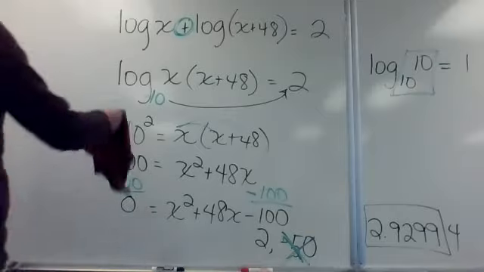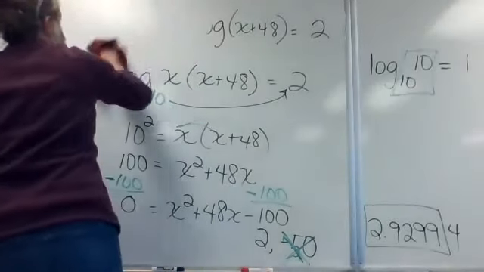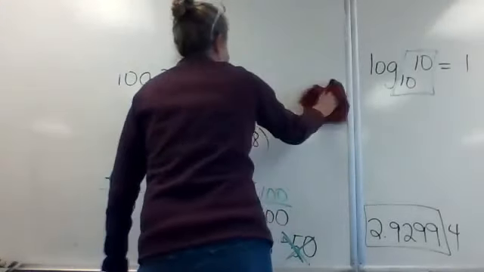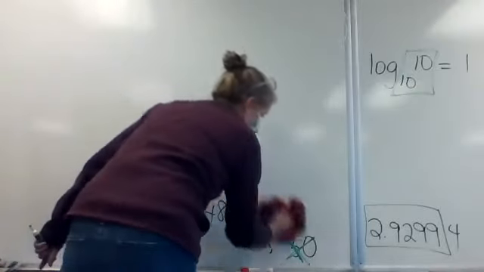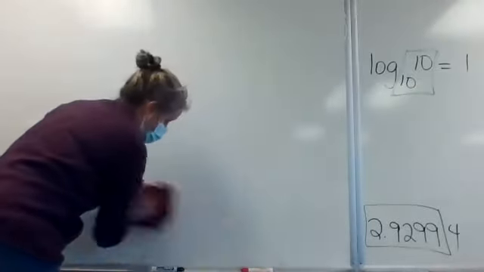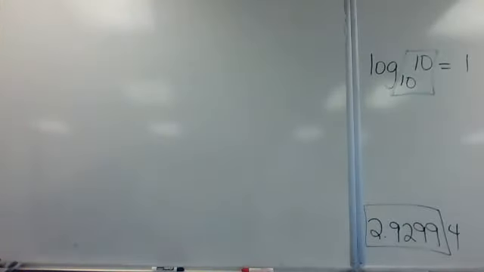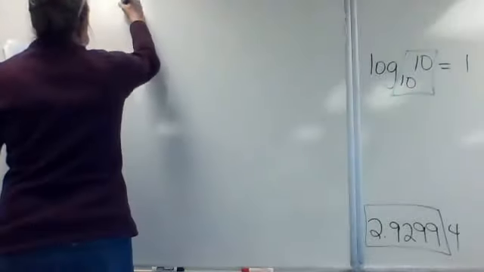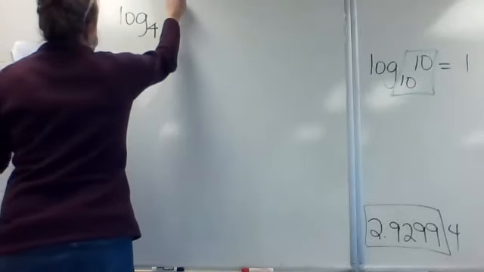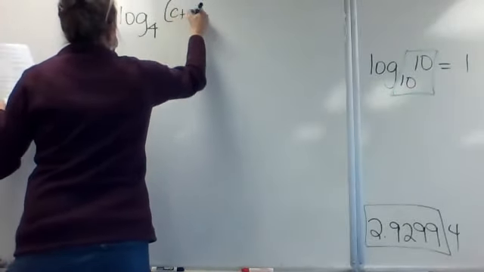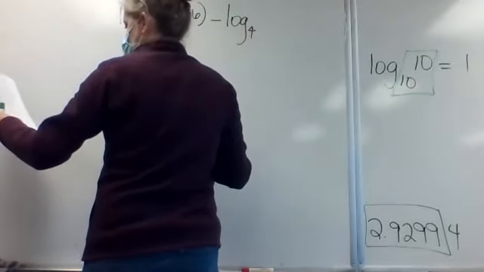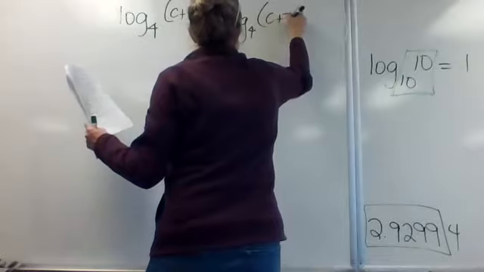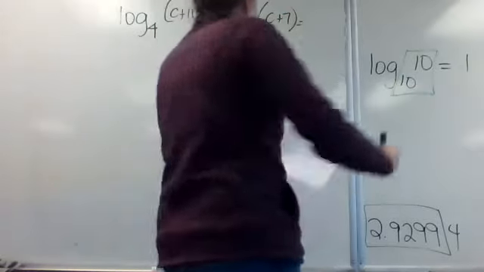All right, let's do one more, and then we'll have to wrap up this section on Wednesday. All right, log base 4 of c plus 16 minus log base 4 of c plus 7 equals log base 4 c.